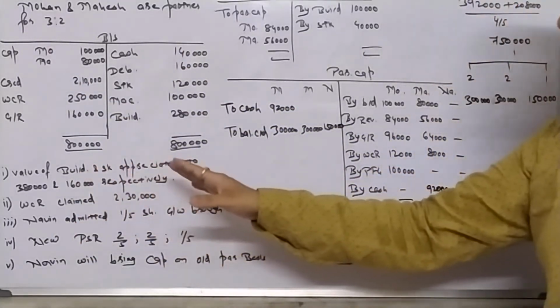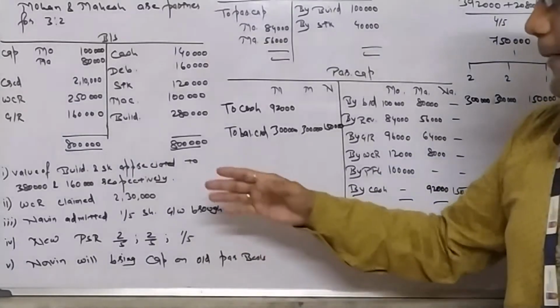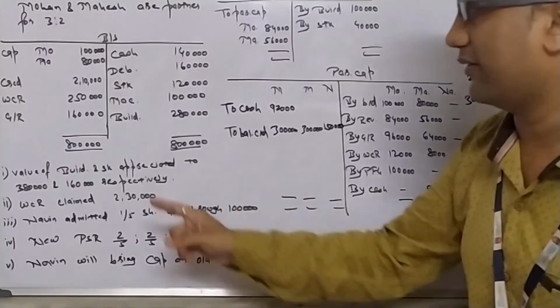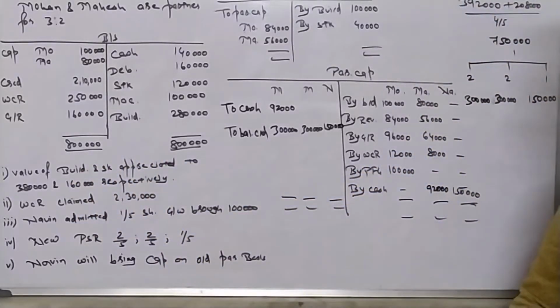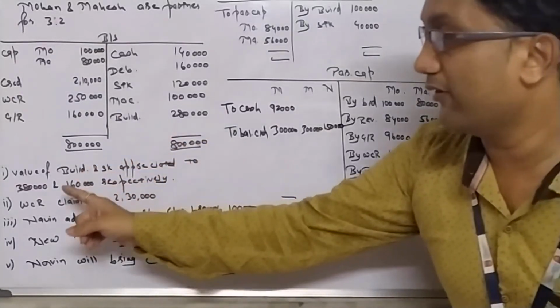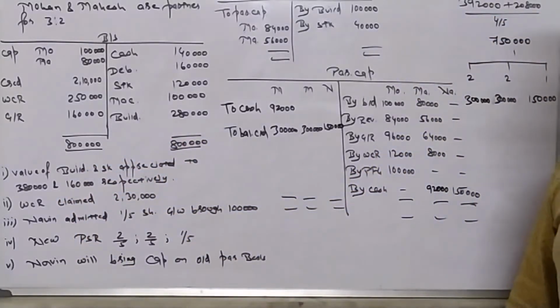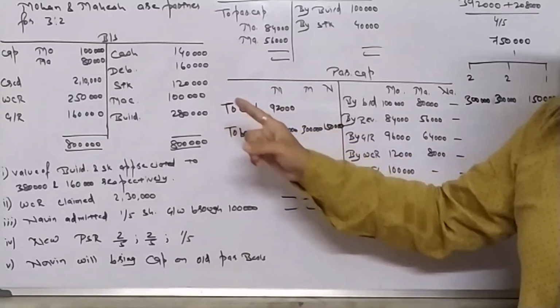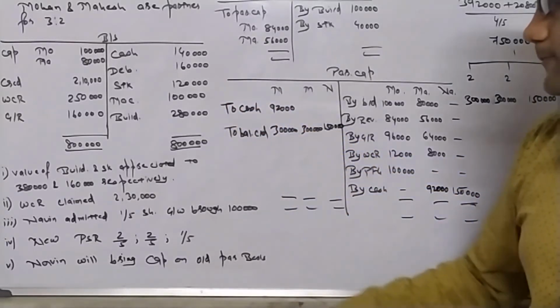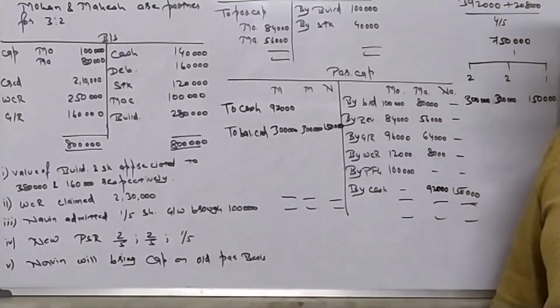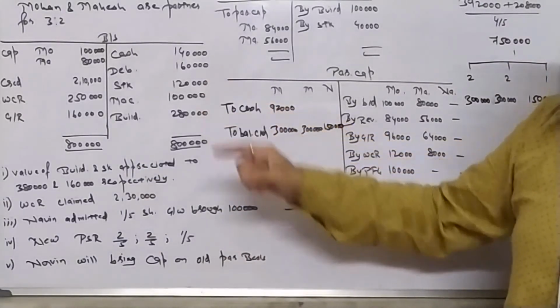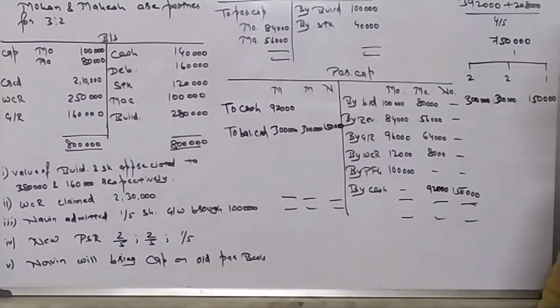The value of building and stock appreciates to 3 lakh 80,000 and 1 lakh 60,000. That means the building's new value is 3 lakh 80,000. The old value is 2 lakh 80,000, so the building will increase by 1 lakh. Stock's new value will be 1 lakh 60,000. The old value is 1 lakh 20,000. It needs to be increased by 40,000.